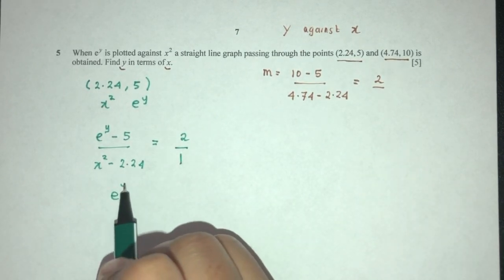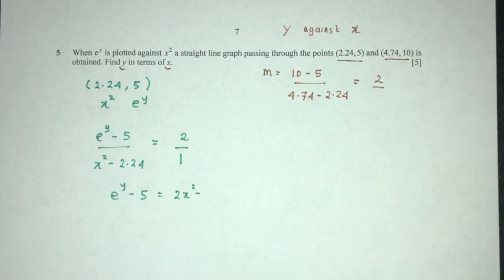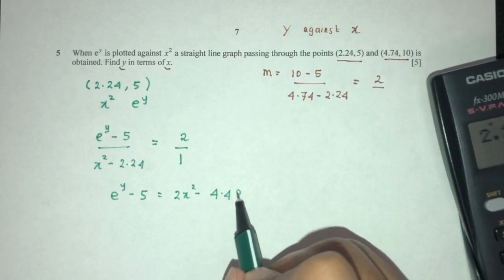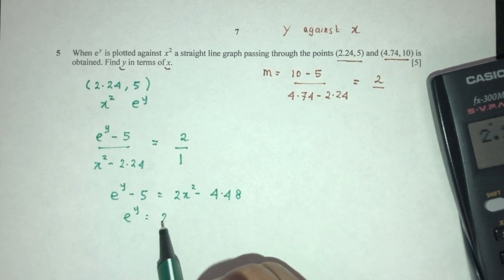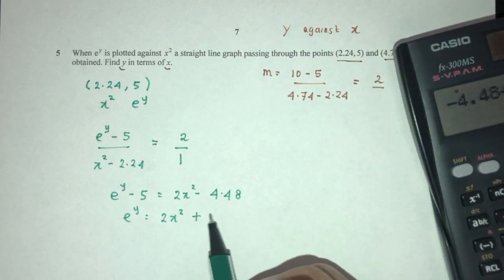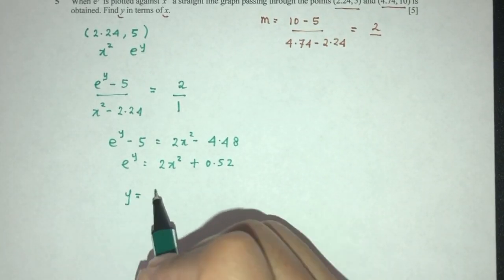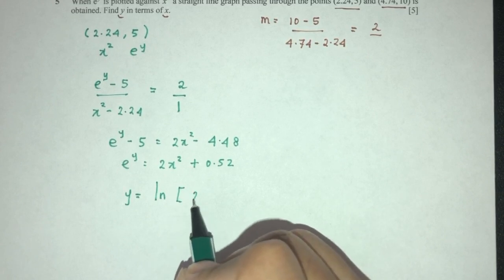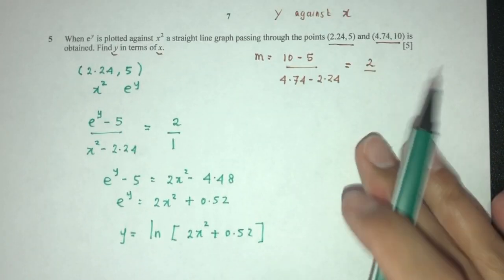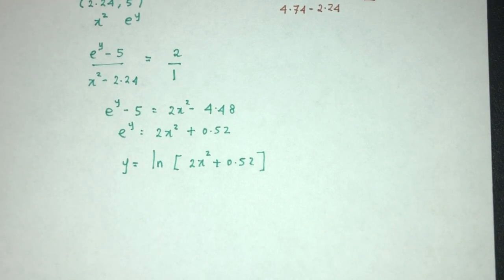You will have e power y minus 5 equals 2x squared minus, so 2.24 times 2, 4.48. Now you will have exponential y is equal to 2x squared minus 4.48 plus 5, that should be 0.52. And finally, y will be ln of the whole thing. That will be y in terms of x. As you can see right here, y in terms of x. Okay, that will be your question number 5.